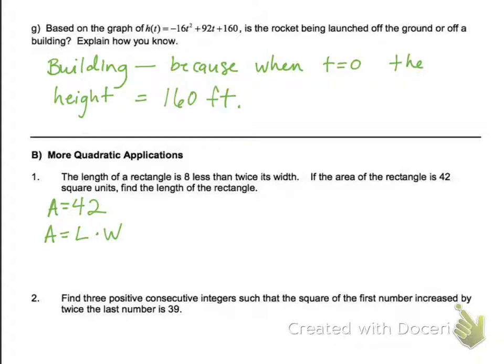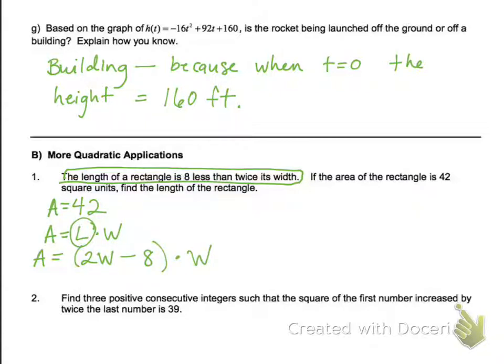And what does this first problem tell me? That the length is 2w minus 8. Perfect. So the length is twice its width minus 8. So I'm going to substitute 2w minus 8 times width. Wait, wouldn't it be length? You mean length? Nope, width. Then I only have w's. I replaced length with this. I just substituted it.